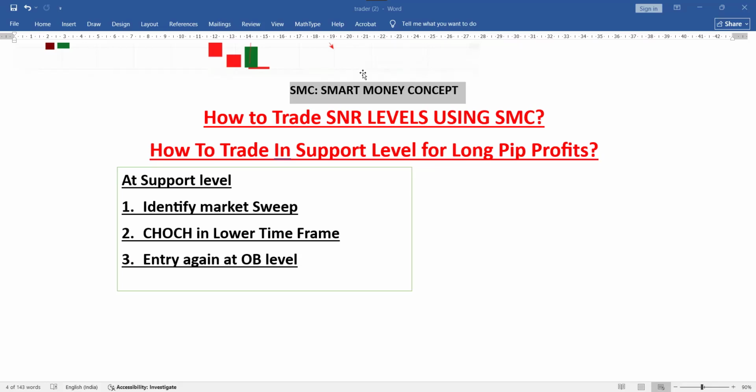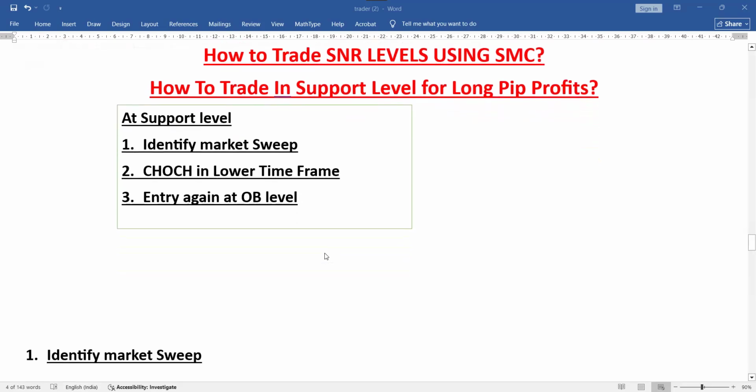So first, what is required for you? Let me give you step by step. Only 3 steps I follow here. One is I should mark the level. This is the first step. Second step is I should find the change of character in the lower time frame. And the third is I should make an entry at the OB level. I'm not finding any kind of OB levels as of now. I just find the entry will be in the OB level. So if you know order block only, that too you can work. Let me show you what that is.